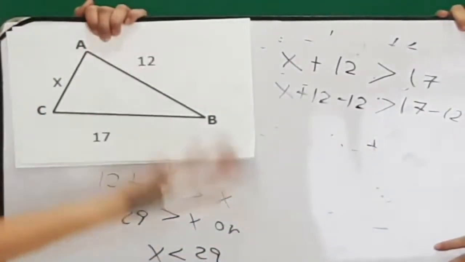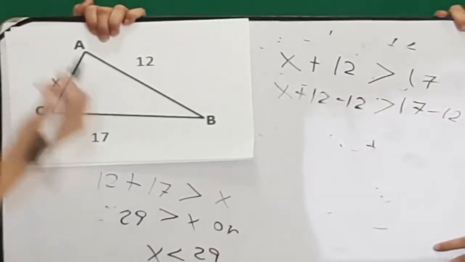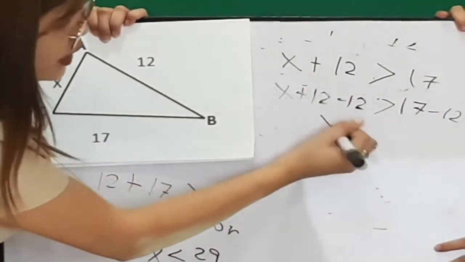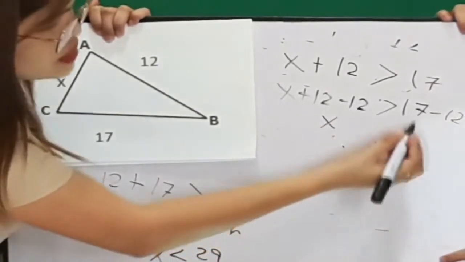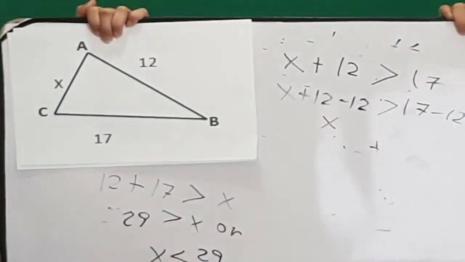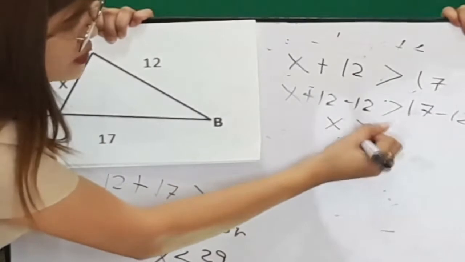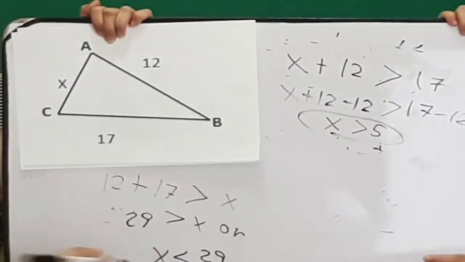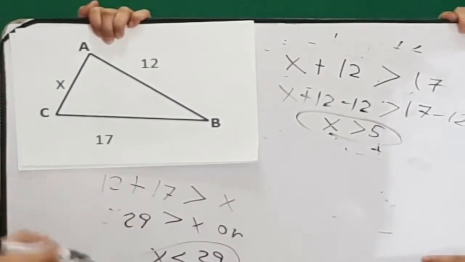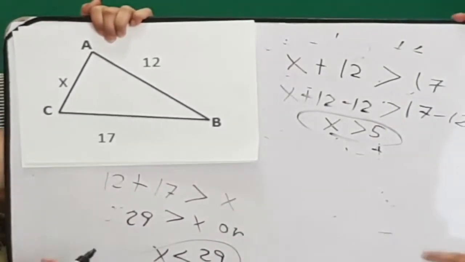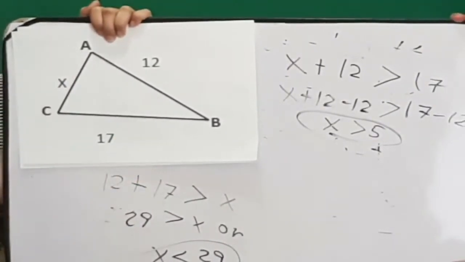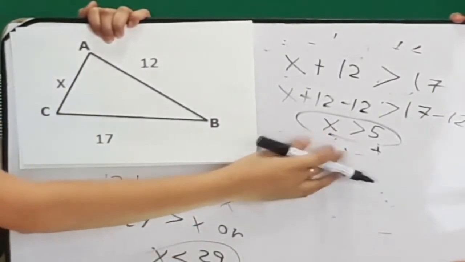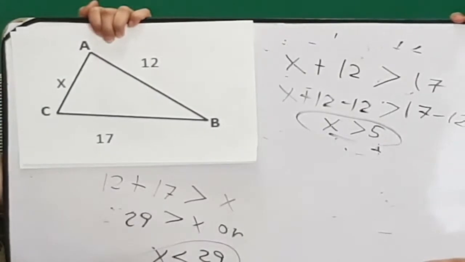Again, we are going to solve for the possible values of x here. Simplifying, 12 minus 12 is 0, so we have x here. And then 17 minus 12 is equal to 5. So, we now have x is greater than 5. This is the result of our second option. Now, if we combine the results, then we have the concept that the possible values of x are: x must be greater than 5, but x less than 29.